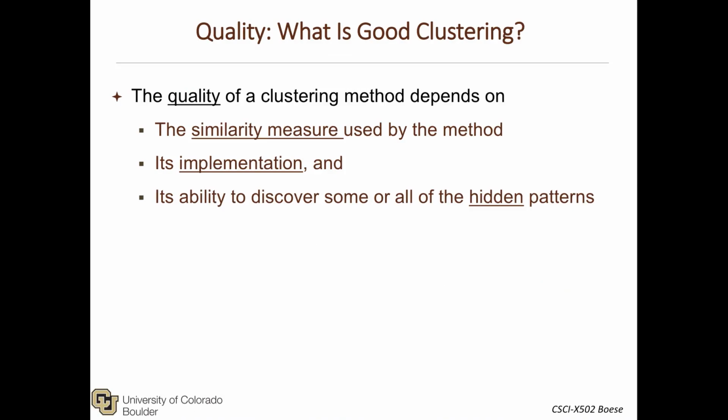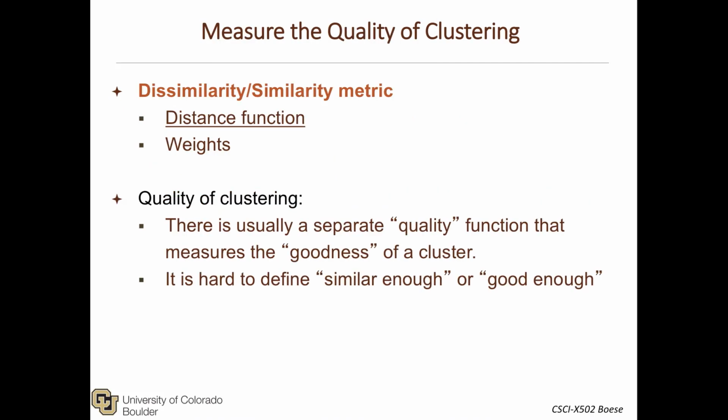So the quality is going to really depend on the similarity measure that we use, so what distance function, how we implement this, and are we able to discover some or all of those hidden patterns that we are looking for in there. So the distance function, we want to determine the similarity based on Euclidean. If we're doing a direct path, like the plane distance, we could use Manhattan distance, like the city block distance. Cosine, which is the normalized dot product of two attributes, which is really good for sparse vectors. Or Minkowski, which is kind of a generalization of Euclidean and Manhattan.